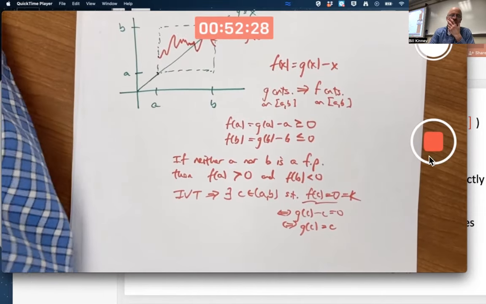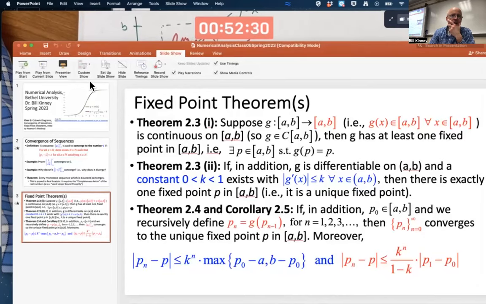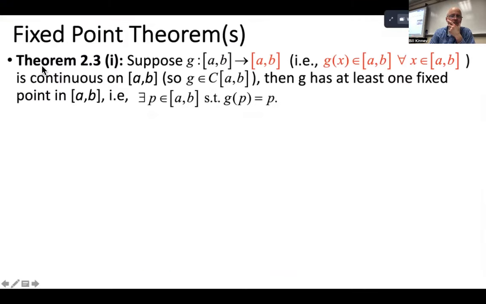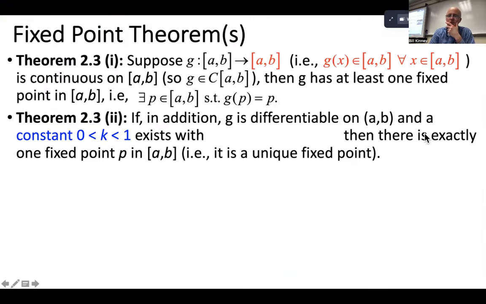What else do we have in the book? This is not the only thing. Theorem 2.3 part 2 says if in addition, meaning same hypotheses as before, but now we also assume G is differentiable on the open interval, and a constant K between 0 and 1 exists, making the absolute value of the derivative of G evaluated at X less than or equal to K for all X in that open interval. Then, in fact, not only is there a fixed point, it's unique.